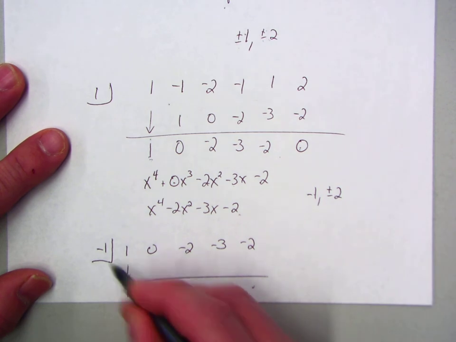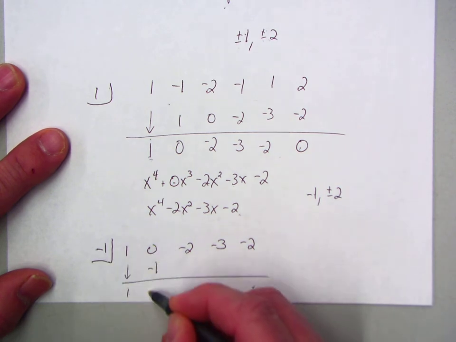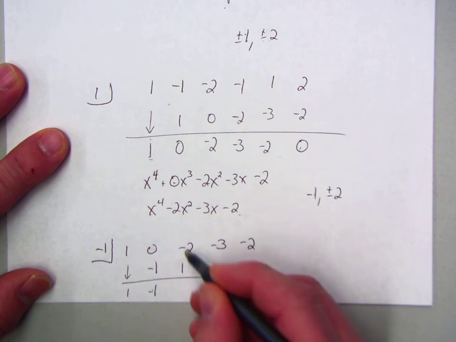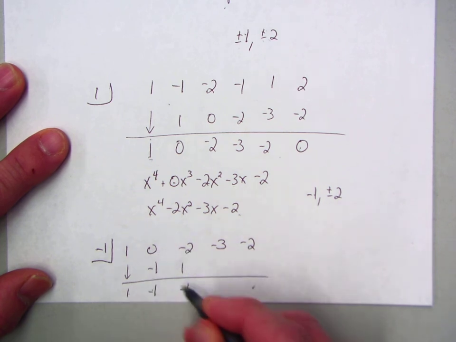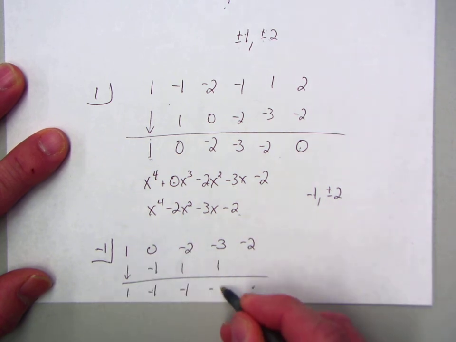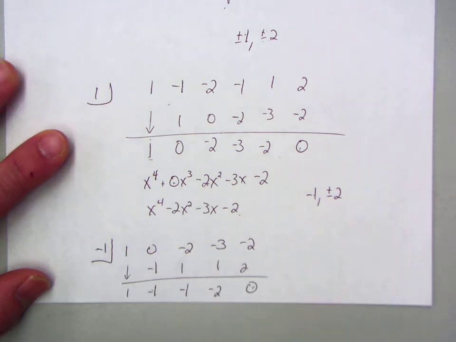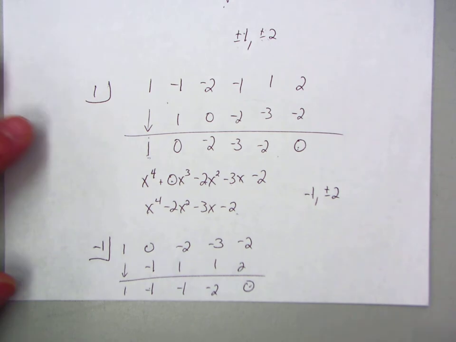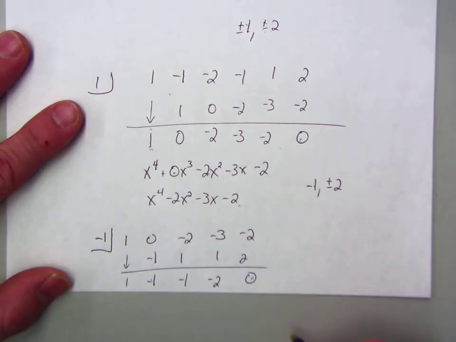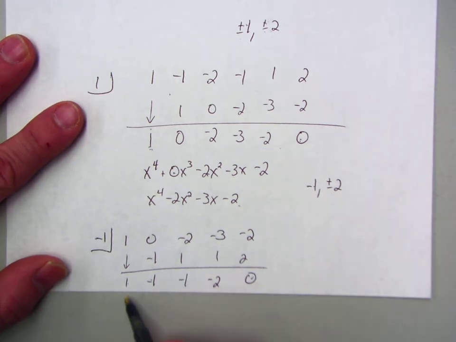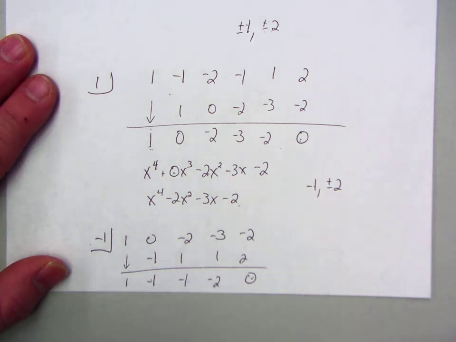So bring down, multiply, add, then multiply, add, multiply. All right, we got lucky again. Today's my lucky day. I might have to go to Atlantic City after school today. All right, so now -1 works.